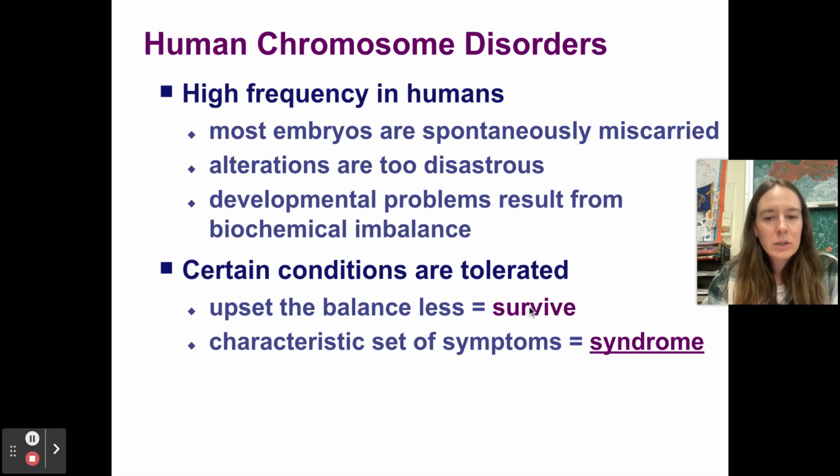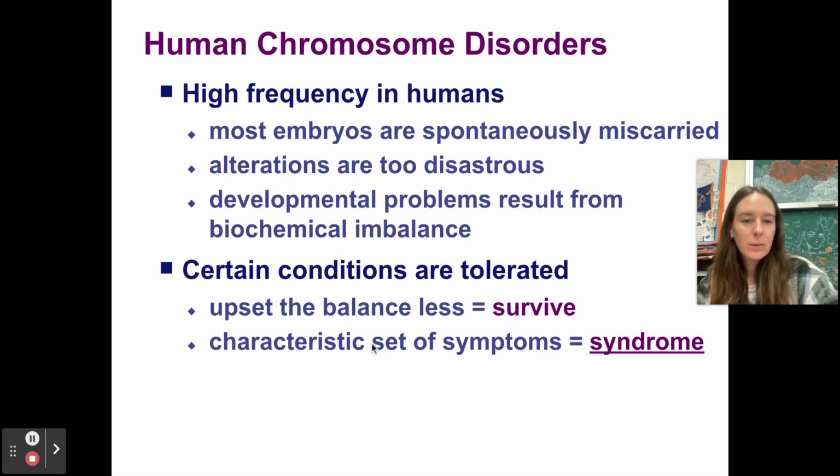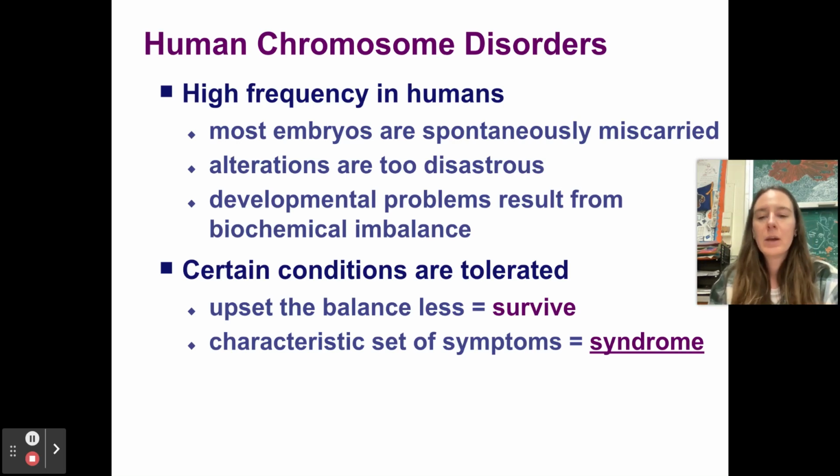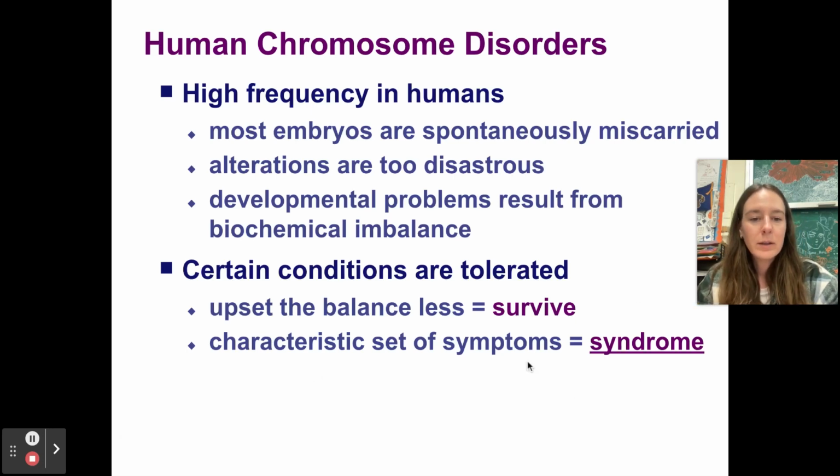Now, certain conditions are tolerated. So if you have an extra chromosome or 1 less, and it doesn't really upset the balance as much, you can survive. And if you have an extra or missing chromosome, aneuploidy, then we call this a syndrome because you have a set of symptoms. So it's not just one thing that is the effect of this. There's many things, and this is a syndrome.